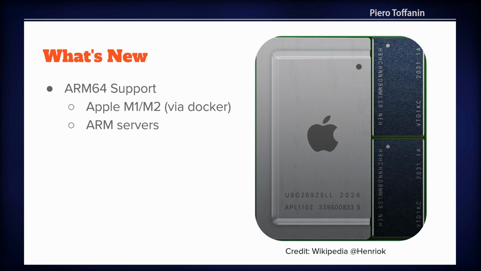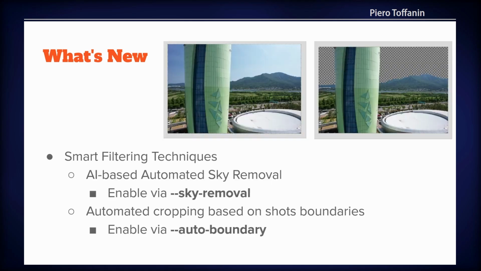We've added support for the ARM64 platform. This means that you can use OpenDroneMap on your Apple M1 and M2, and you can also deploy it on servers that may be using the newer ARM chips. So that's been really nice.